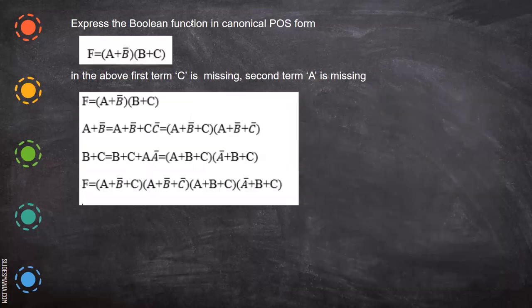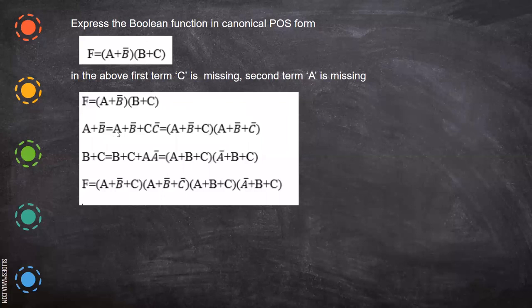Now we'll see an example for a Boolean function in canonical POS form. So A plus B bar, B plus C. C is missing here, so we have to write the C term. Implement the C term. So A plus B bar, B plus C, A plus B.